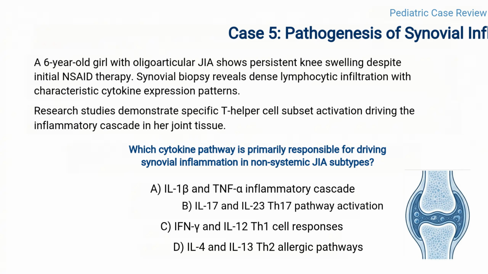Which cytokine pathway is primarily responsible for driving synovial inflammation in nonsystemic juvenile idiopathic arthritis subtypes? Option A, interleukin-1 beta and tumor necrosis factor alpha inflammatory cascade. Option B, interleukin-17 and interleukin-23 T helper 17 pathway activation. Option C, interferon gamma and interleukin-12 T helper 1 cell responses. Option D, interleukin-4 and interleukin-13 T helper 2 allergic pathways.